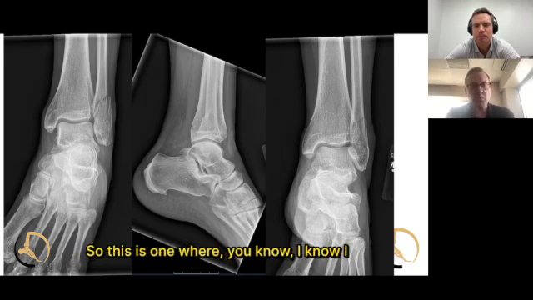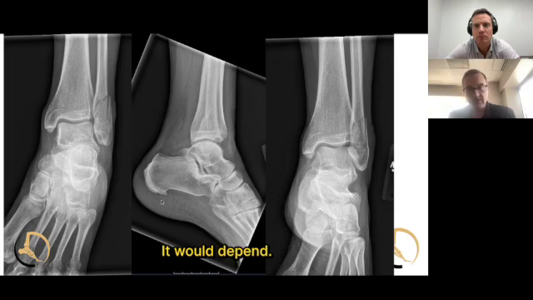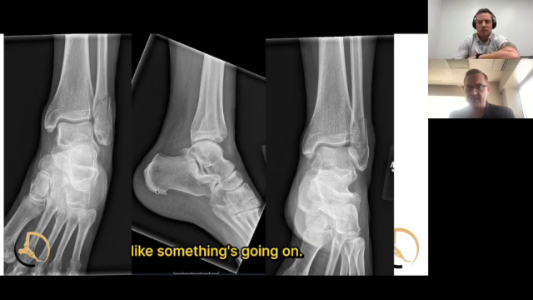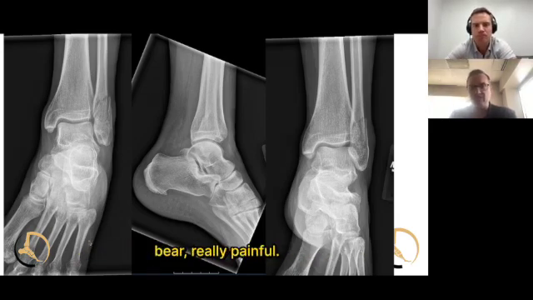So this is one where I would gravity stress this if they're having a lot of pain, or I would try to have them do a weight-bearing stress view. It would depend. After examining them, you get a gestalt, right? You're really swollen, and you think, okay, something's going on. They said all the right words. Cannot weight bear. Really painful. I feel like it's out of joint or something. I would think about some instability.